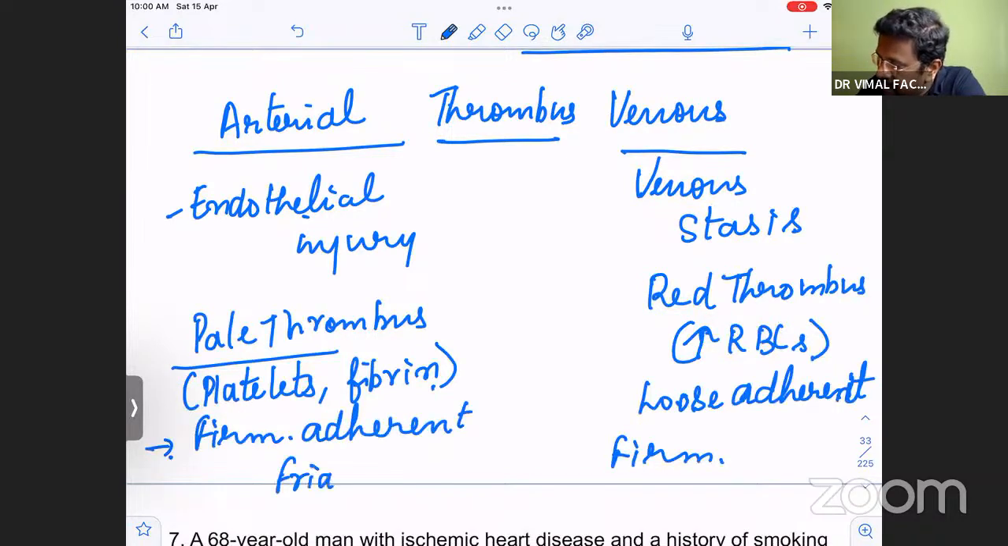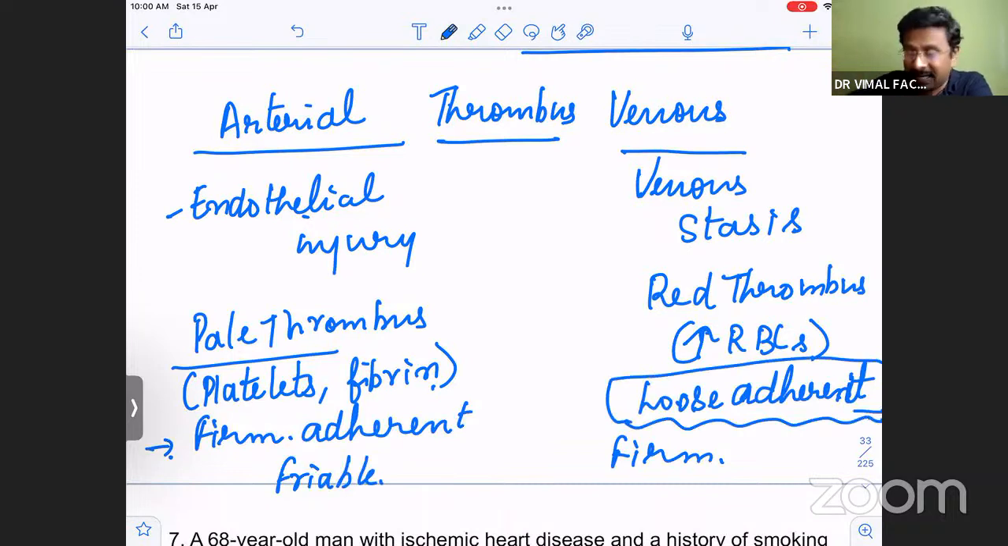How will you remember this? Please remember, loosely adherent: venous thrombi. The thrombus occurring in the deep vein can be easily detached from the deep leg veins and can result in pulmonary embolism. Pulmonary embolism is commonly caused by deep leg vein thrombus. Deep vein thrombosis is loosely adherent to the vessel wall, and can easily detach and result in pulmonary embolism.